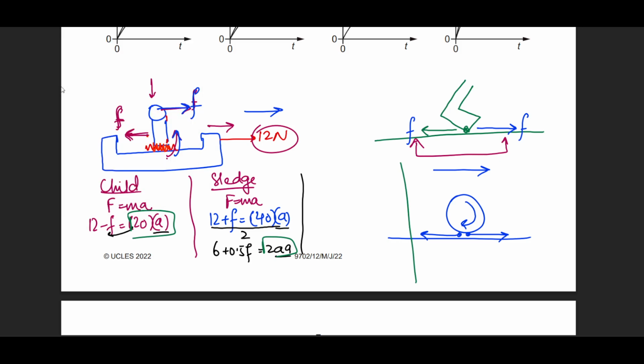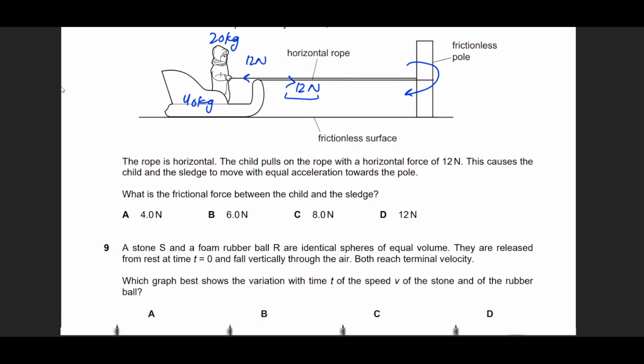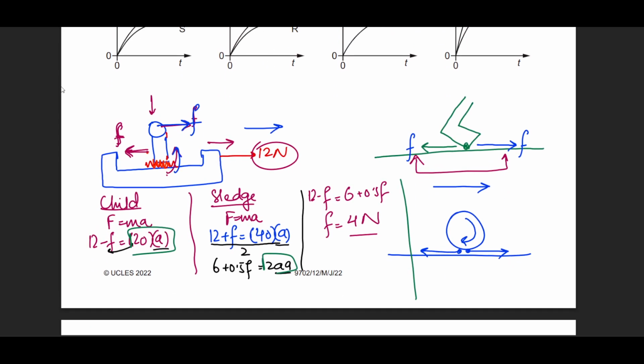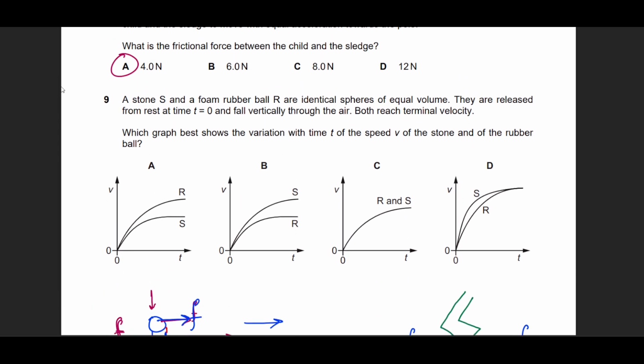So this becomes 12 minus F equals 6 plus 0.5F. When you are done with the algebraic manipulation, you will end up with an answer of 4 newtons. So this is actually an answer of 4 newtons. I hope that we understand this question.